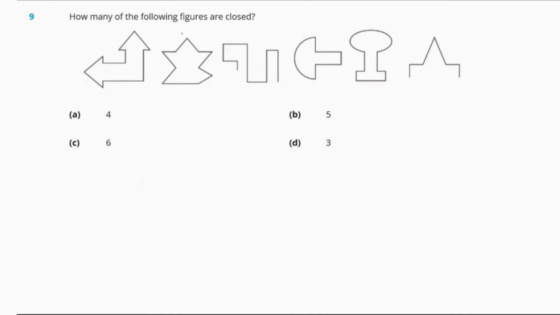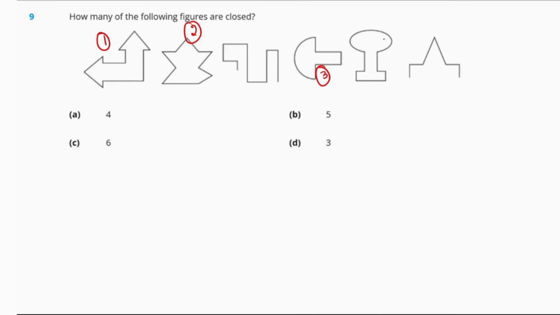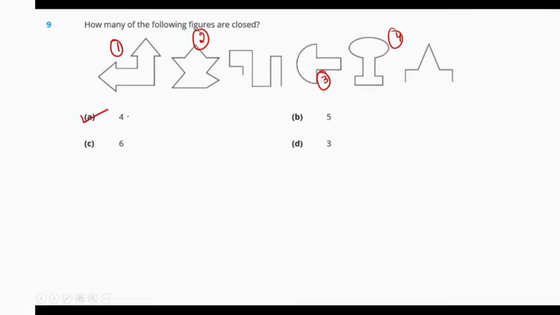Now let us count the number of figures that are closed. So this is the first closed figure. This is the second closed figure. Now, is this a closed figure? Will you consider it one? No. Why? Because this is open. Now, next, this is the third closed figure. And this is the fourth closed figure. So out of these 6 figures, two figures are unclosed and 4 figures are closed. So the answer to the question will be option A, that is 4.